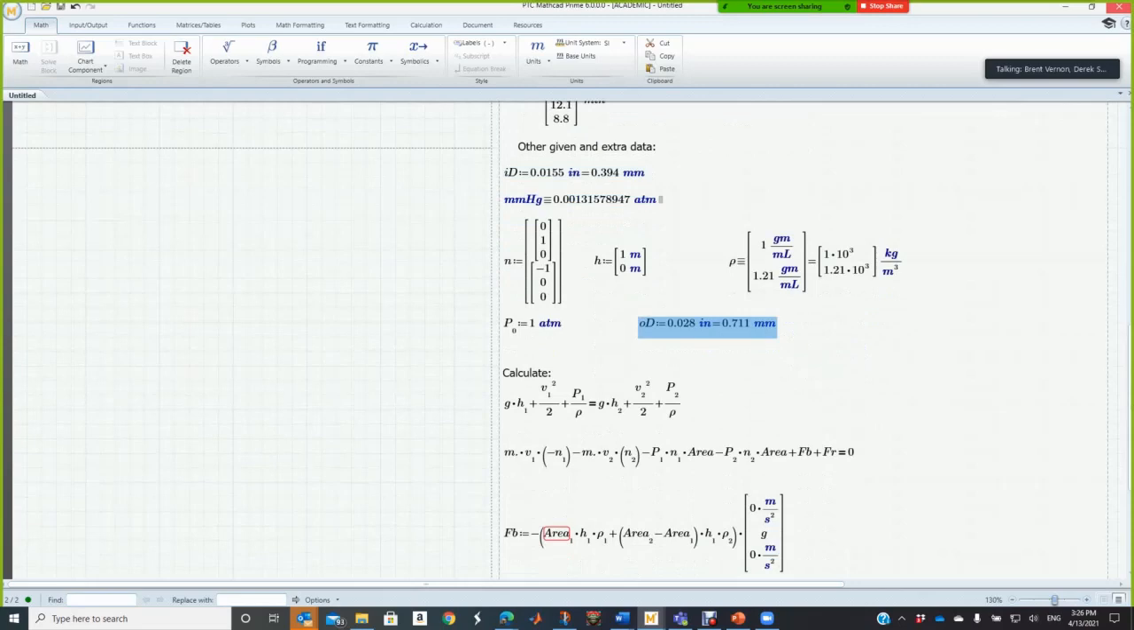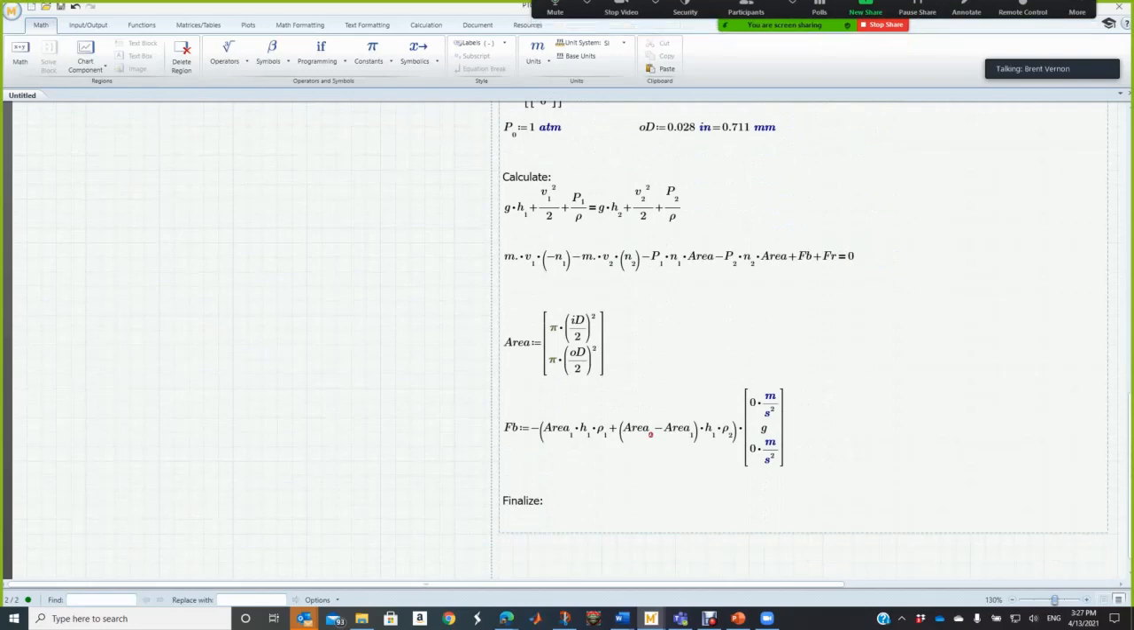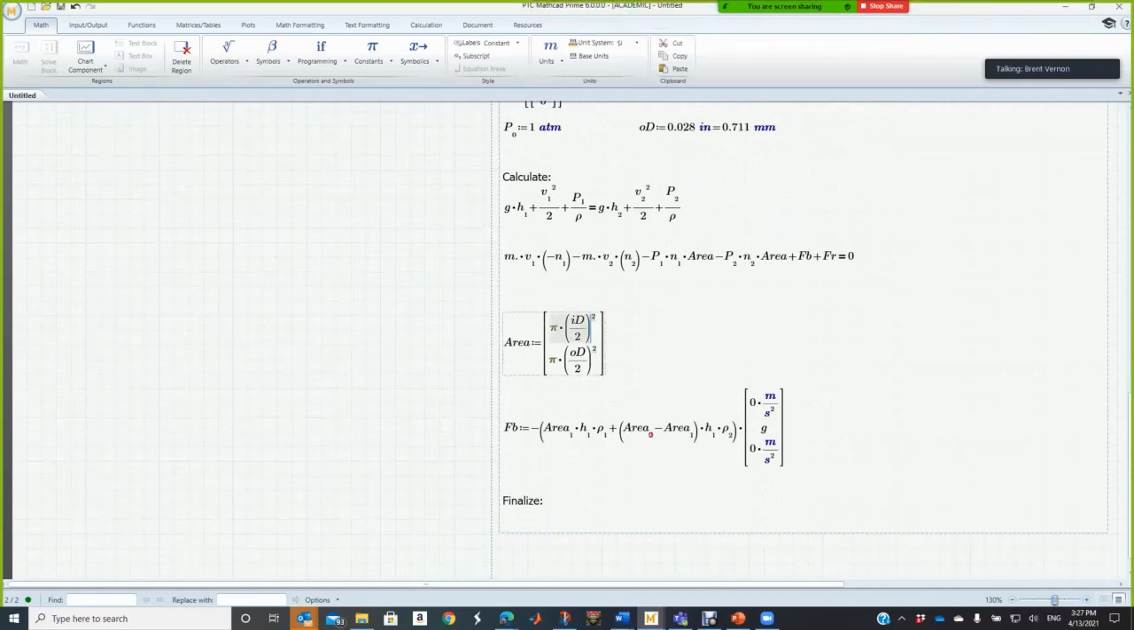So area could be calculated as simply as this. The first area is going to be pi times the inner diameter squared over 4. That's the area of the fluid inside of the tubing. You multiply by the height, and now you've got the volume of the fluid, times its density. That's basically the weight, the gravity force of the fluid.